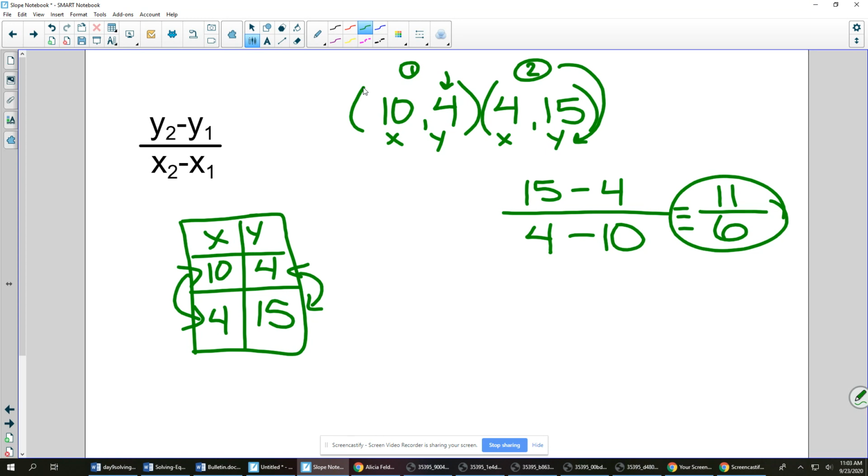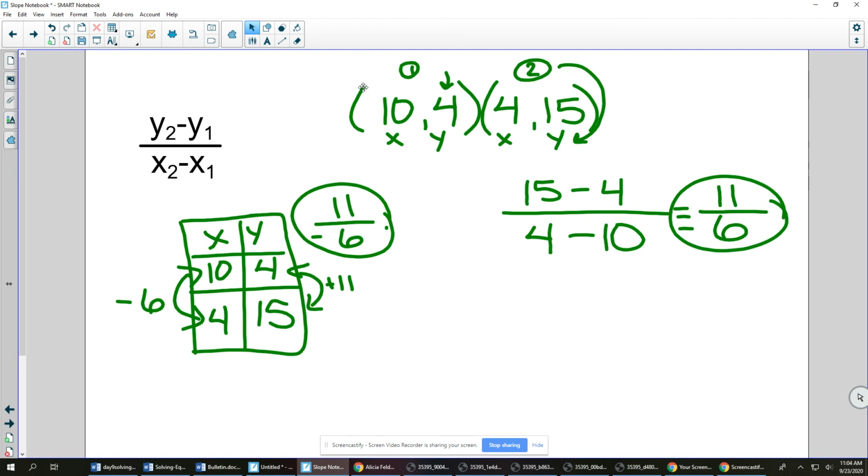And I could have easily found that from the data table too. How do I get from 10 to 4? I'm subtracting 6. How do I get from 4 to 15? I'm adding 11. 11 over negative 6 again. So same thing. There are two different ways that you can do that, and it doesn't really matter which one you want to do. But now you have all of the tools to find slope from a graph, from a data table, and from coordinates when they give them to you.